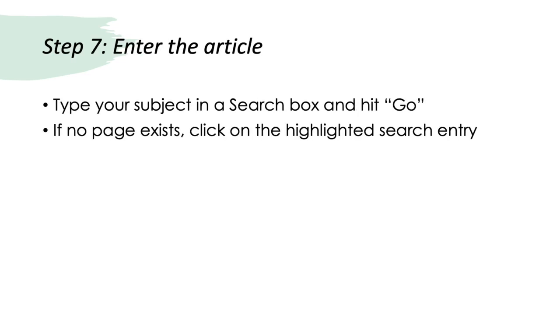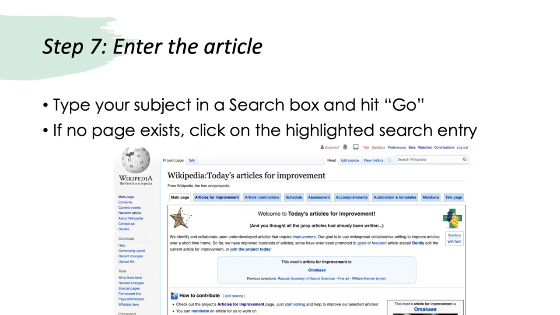Step 7. Enter the article. So type your subject into a search box and hit go. You've already determined that no page with that title exists. Click on the highlighted search entry. You'll be redirected to a blank page where you can begin writing your article. Wikipedia editors may request more sources from you after reviewing your article. Also, a good place to look is Wikipedia's Today's Articles for Improvement. Now, this is a good place to start to find articles that need improving.